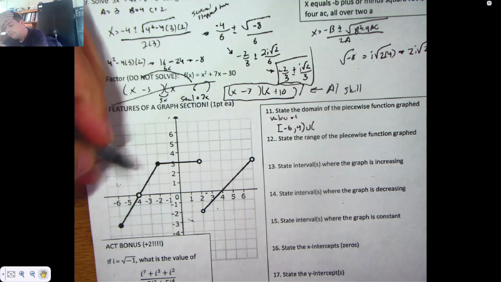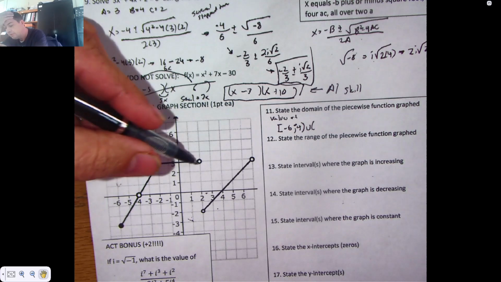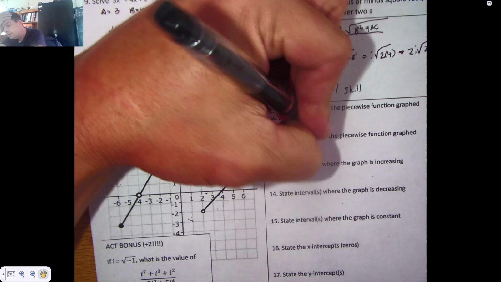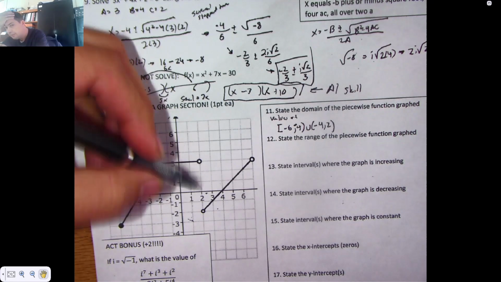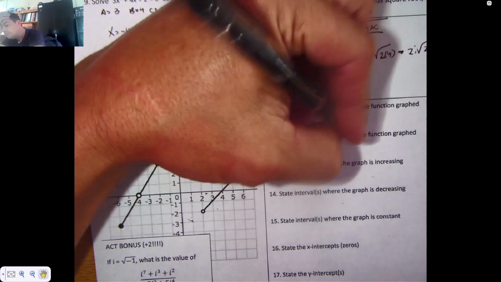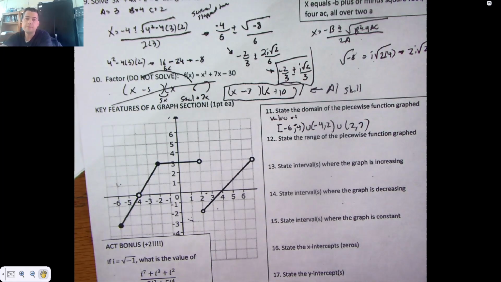Starts on the other side of 4, negative 4. Starts on the other side of negative 4 and runs all the way to 2. Notice how it's solid all the way till 2. So negative 4 to 2. Open dots on both. The x cannot be 2. Then it starts on the other side of 2 and moves to 7. So it's got 3 distinct pieces.